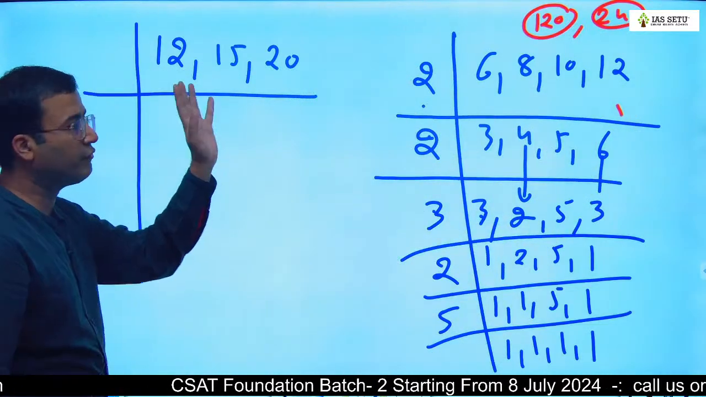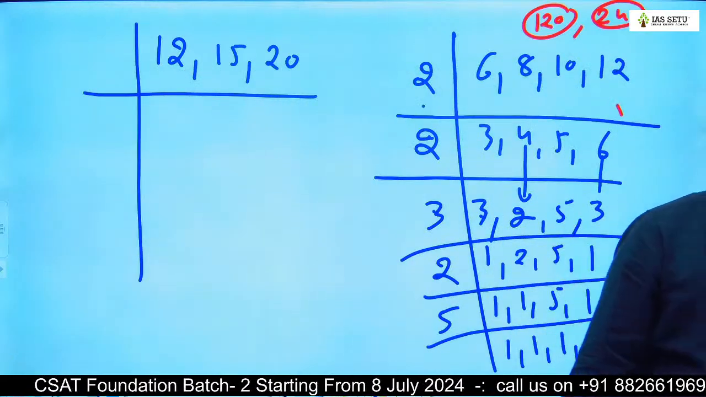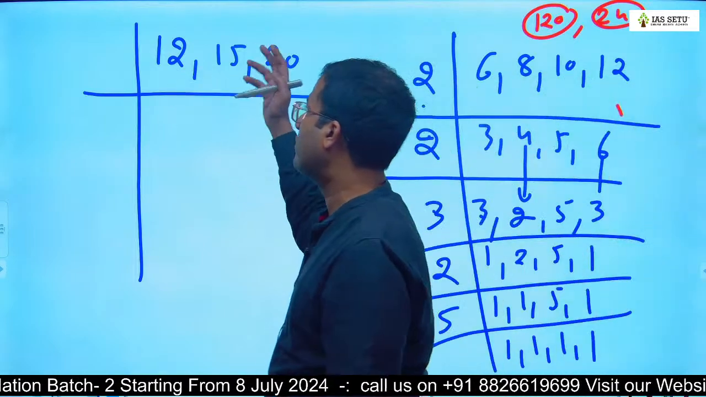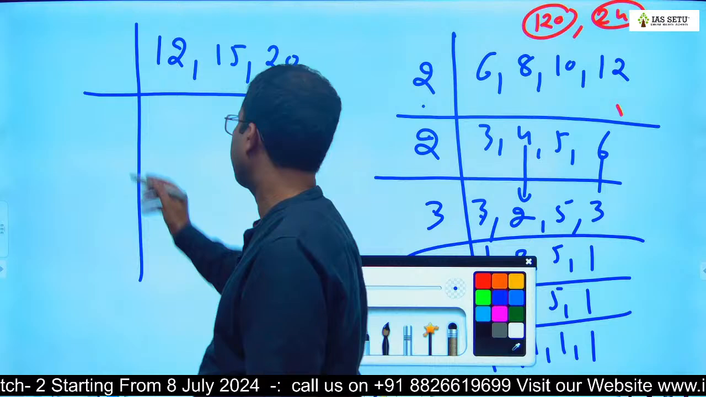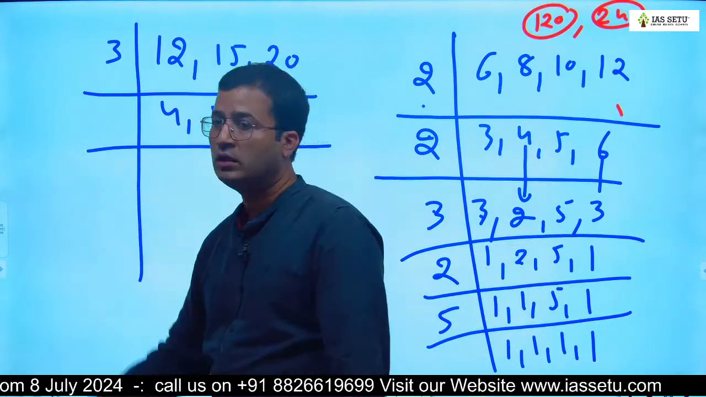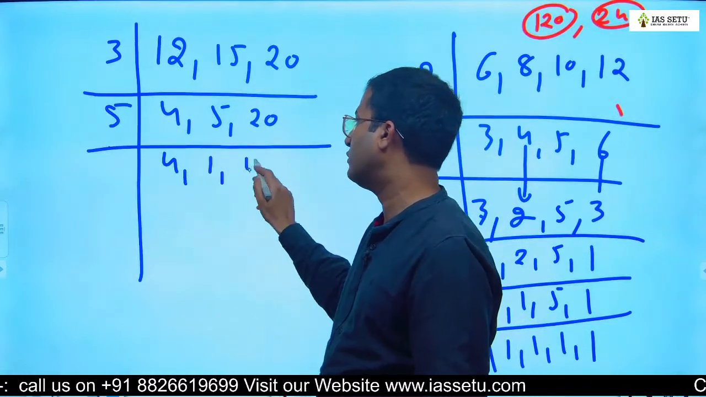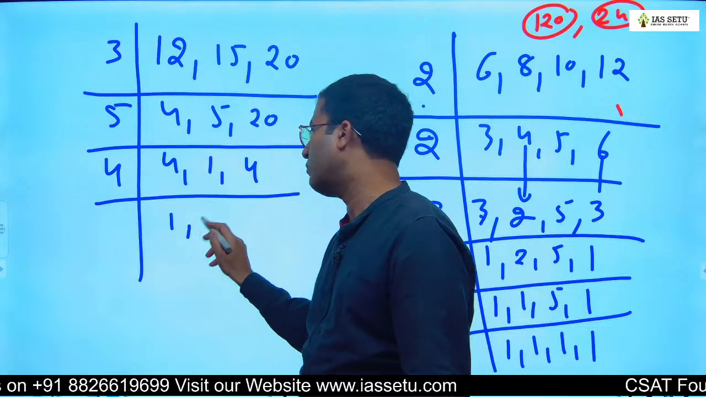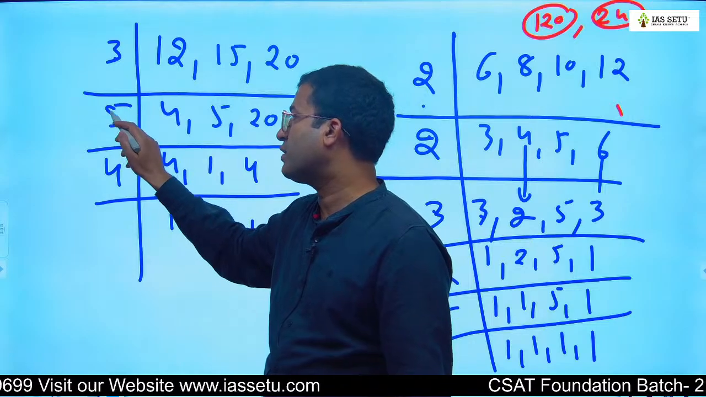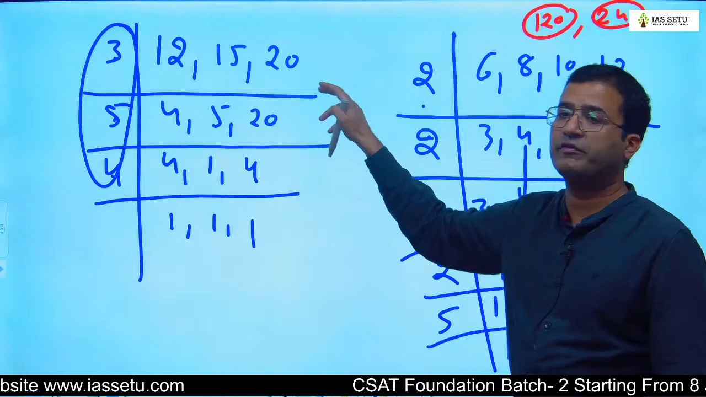Now here 12, 15, 20, we don't have a common factor from all the numbers, so we will take common from any two numbers. Like here 12 and 15 we have 3 common, so this is 4, 5. Then 5 and 20 give you 5 common, 4. Then you take 4 common, 1. So 3 into 5, 15 into 4, 60. So what is the LCM of 12, 15, 20?